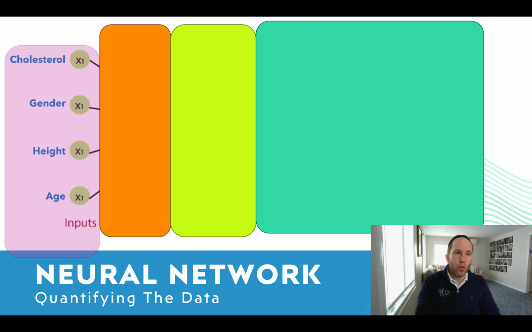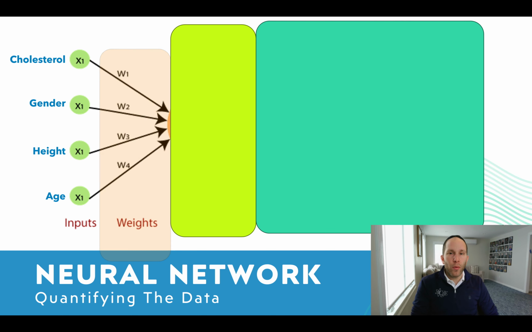We start with all of the criteria of our big data. In this case, just to keep it simple, we picked 4 in this example. We'll take your cholesterol, your gender, your height, and your age, and we're going to call those the inputs. And the goal of the neural network, or the machine learning, as it's referred to, is to determine whether or not a person with these 4 inputs is or is not going to have a heart attack.